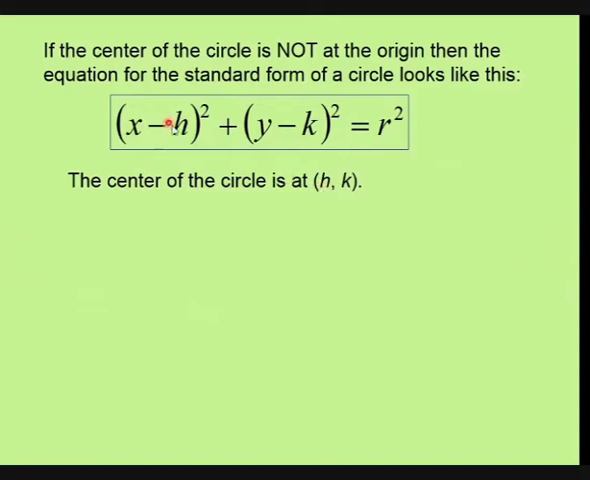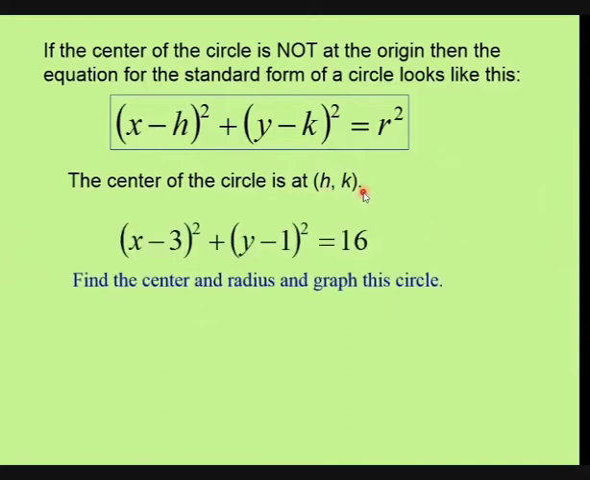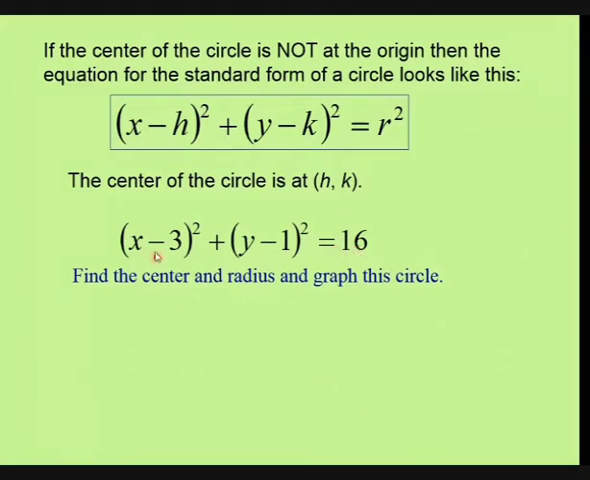So meaning if the value of h is given and the value of k is given, then we now have the coordinates of the center (h, k). Okay, let's have an example. The quantity x minus 3 squared plus y minus 1 squared equals 16. So from this equation, we are going to identify the value of h and the value of k. We are going to find the center and the radius and then graph this circle.